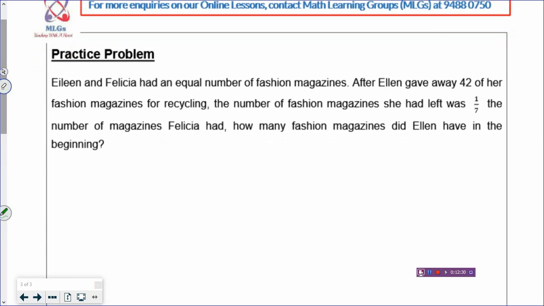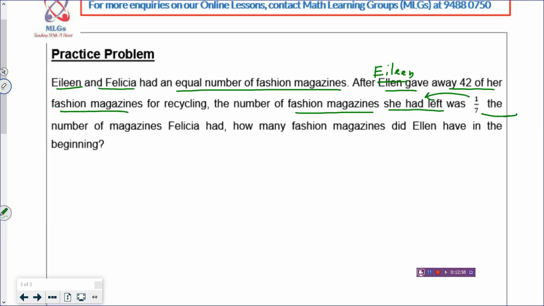Alright, so did you manage to draw out the problem? Eileen and Felicia had an equal number of fashion magazines. So you start with an equal number at first. Oh, there's a typing error. It's Eileen. After Eileen gave away 42 of her fashion magazines for recycling, the number of fashion magazines she had left was 1/7 of the magazines Felicia had.